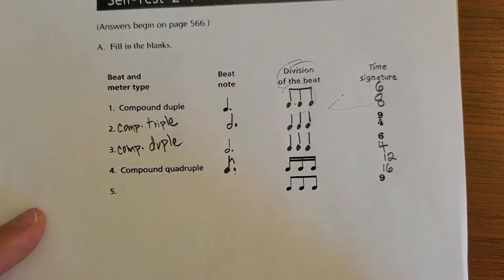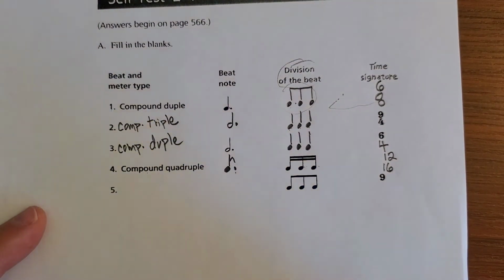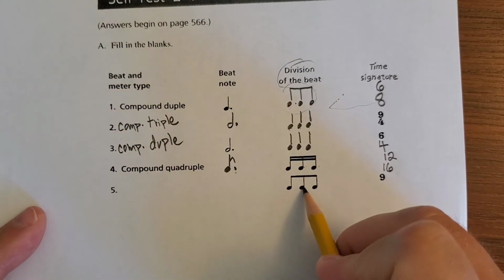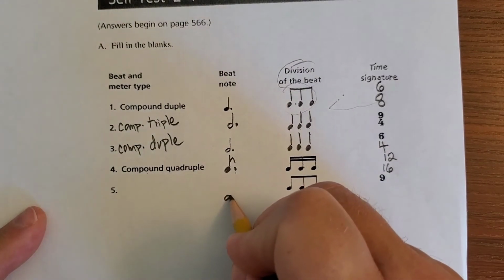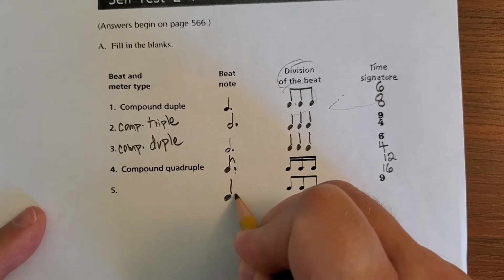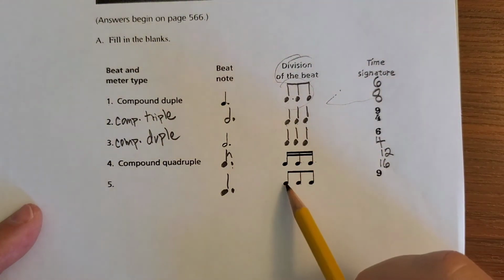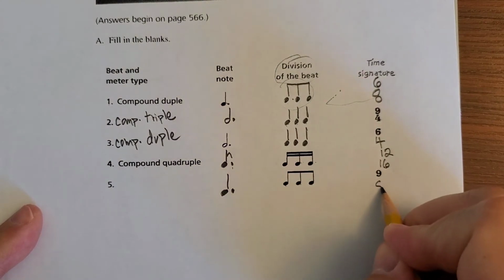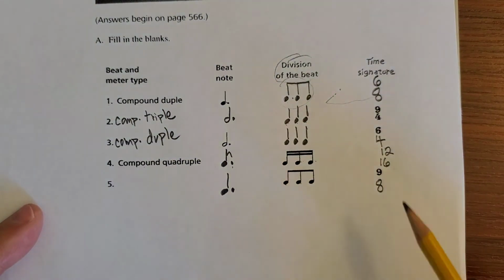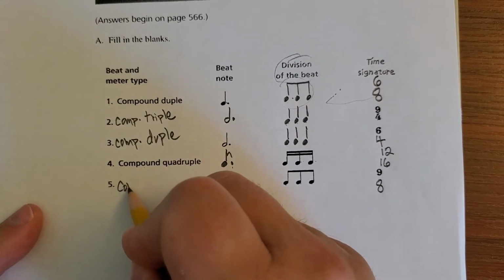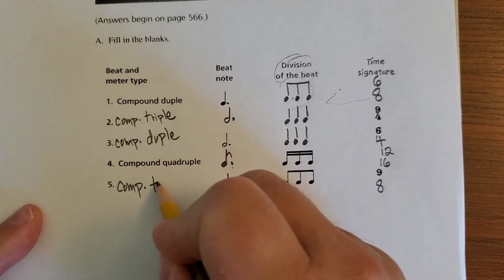Okay, the last one. Eighth notes are the division. Eighth plus eighth is a quarter, plus another eighth is the dot. So the beat value is a dotted quarter. If the division of the beat is 3 eighth notes, the bottom number of my time signature is 8. And if the top number is 9, that means compound triple.